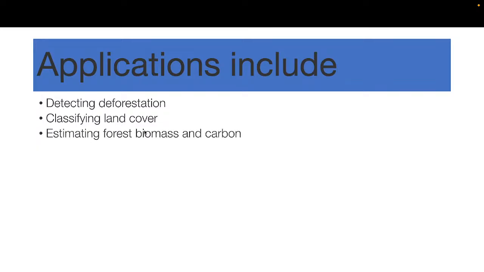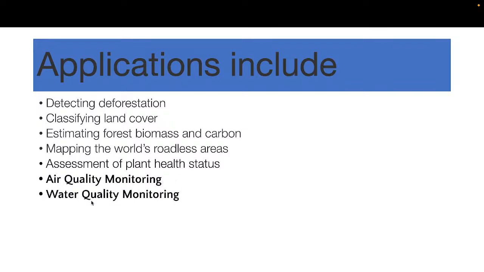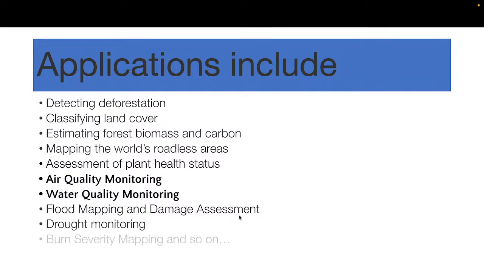We can easily detect, as well as classify land use, land cover, estimate forest biomass and carbon, then map the world's roadless areas, assess plant health status, air quality monitoring, also water quality monitoring, then flood mapping and damage assessment, drought monitoring, then burn severity mapping, and so on, as well as LST monitoring. So here I include some applications, but we can do any kind of remote sensing application very easily and very quickly using the Google Earth Engine platform.